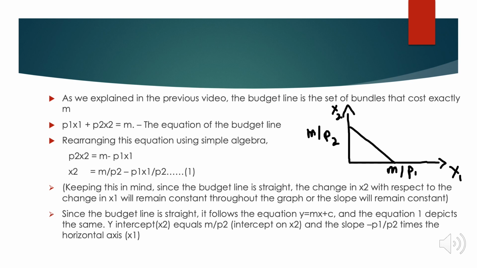So keeping this in mind, since the budget line is straight, the change of x2 with respect to the change of x1, which is nothing but the ratio of change of vertical intercept to the change in horizontal intercept, will remain constant throughout the graph, or the slope will remain constant as the budget line is a straight line.